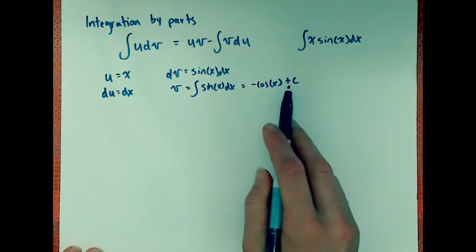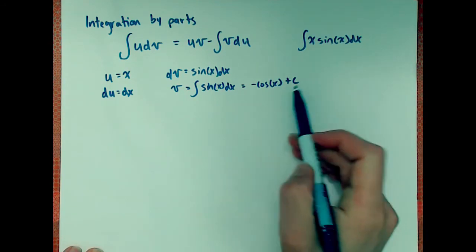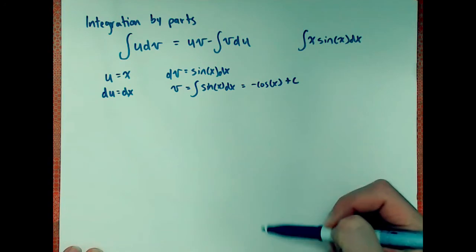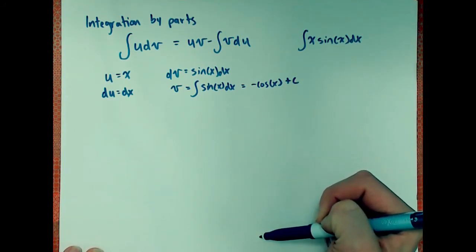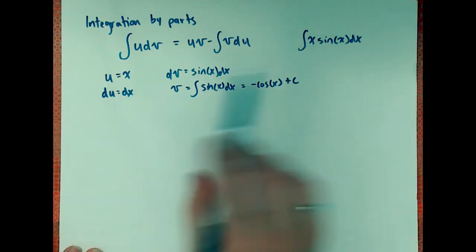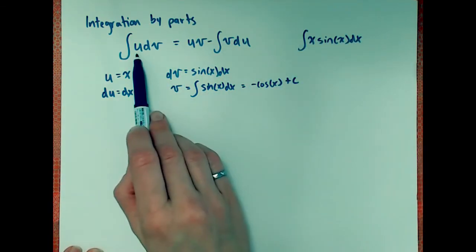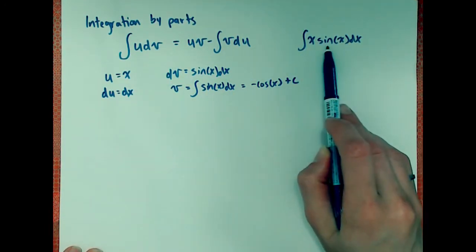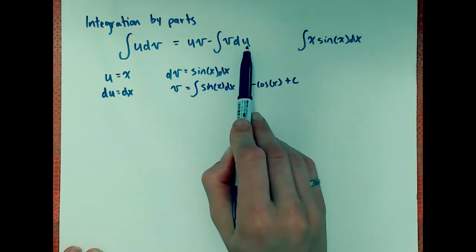In this case, I'm going to drop the c just for now and add it again at the end, just because it's going to get in my way, and I know I can just add one again at the end, and it's just an arbitrary constant. So now what we've done is we've come up with the u value, we've defined it as x, and dv as sine x dx. Now we can just rewrite it in this form.